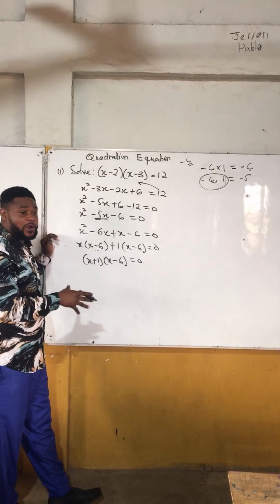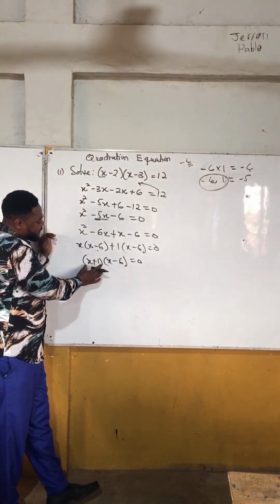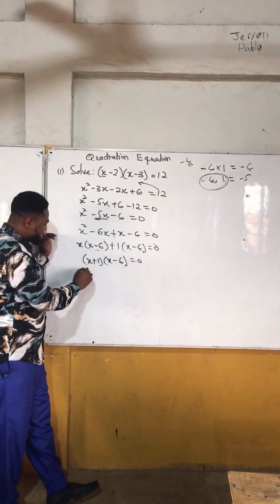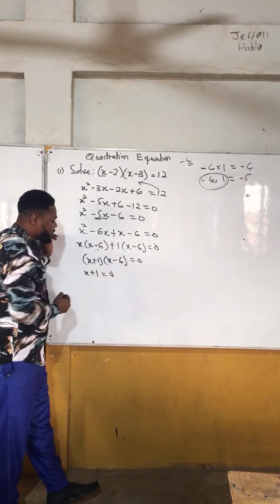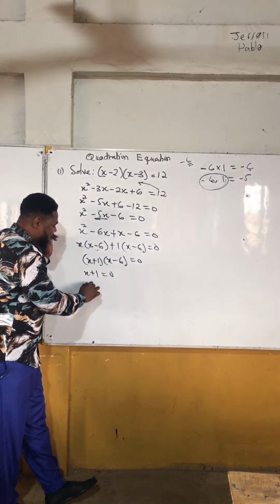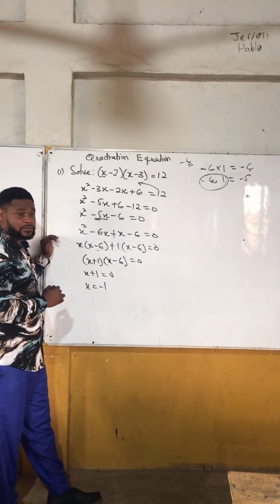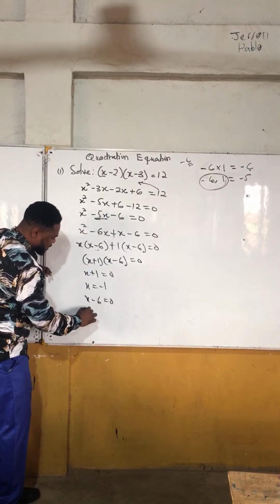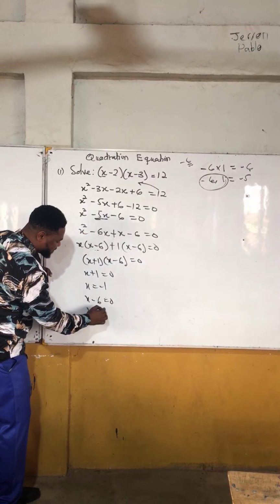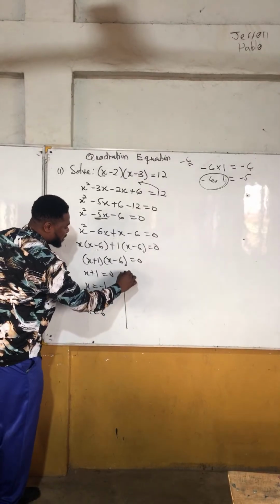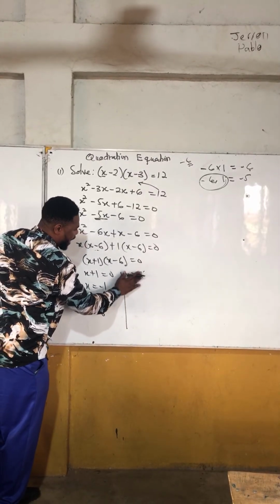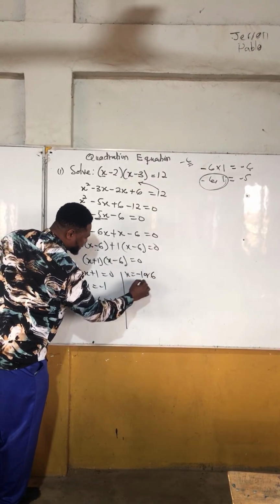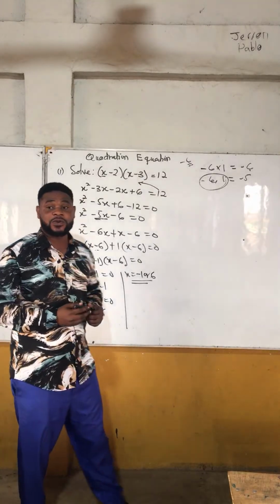At this level, what do we do? You pick the first bracket, then you equate it to 0. We have x plus 1 equal to 0. Then we can find our x. X will be equal to negative 1. You pick the second bracket, you equate it to 0. Then x will be equal to positive 6. Therefore, x equals negative 1 or 6. So this is how we can solve this question.